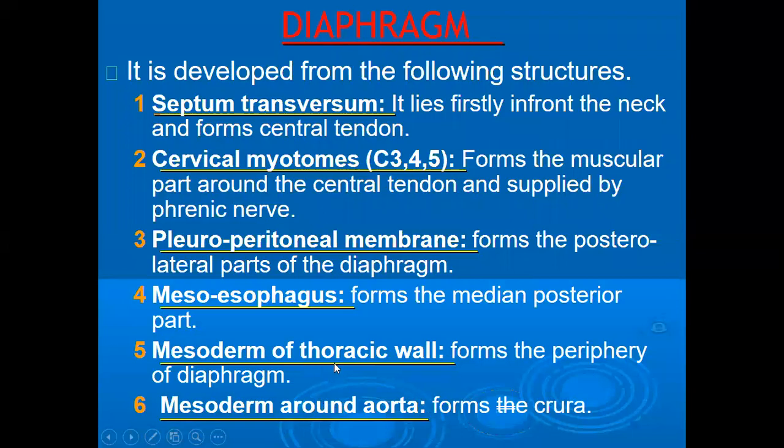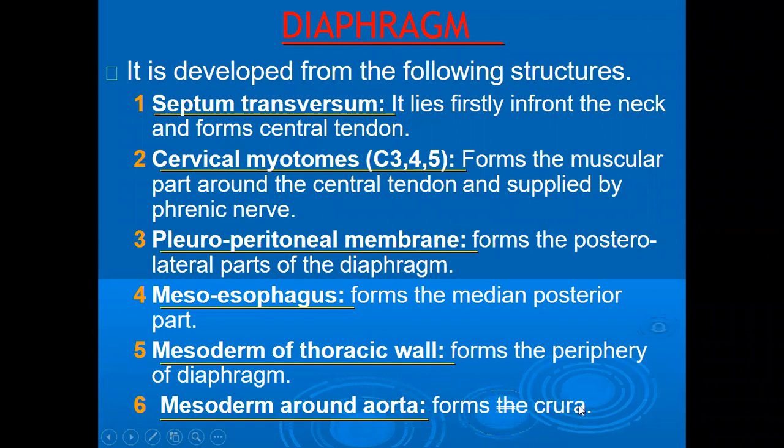Mesoderm of the thoracic wall forms the periphery of the diaphragm. The lateral body wall, whenever we have the extension of the developing lung into the mesenchyme of the pleuroperitoneal canal, splits that into two. On the medial side the pleuroperitoneal membrane will form, and on the lateral side the thick wall is formed, therefore they say mesoderm of the thoracic wall forms the periphery of the diaphragm, and mesoderm around the aorta forms the crura.